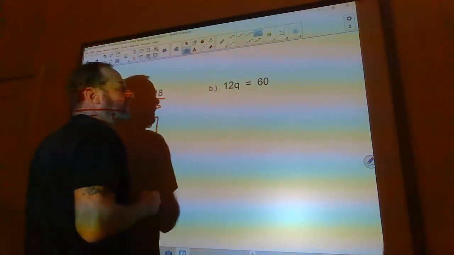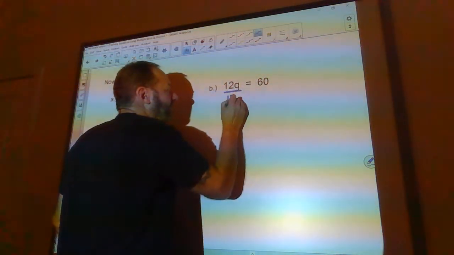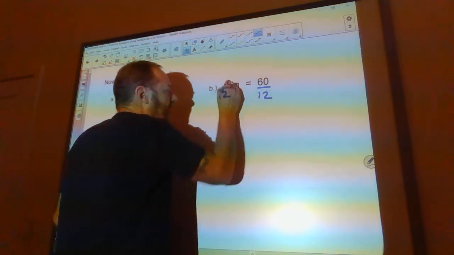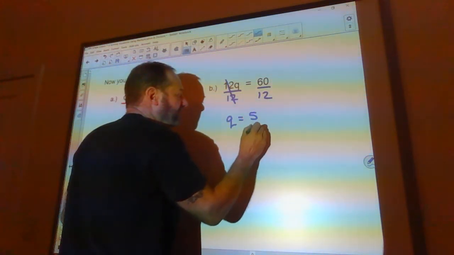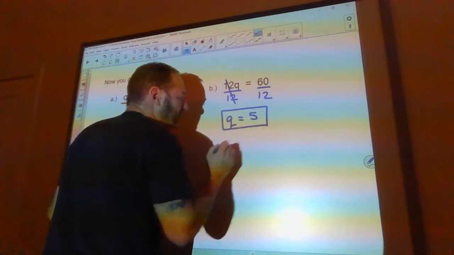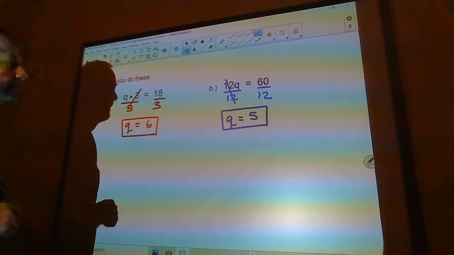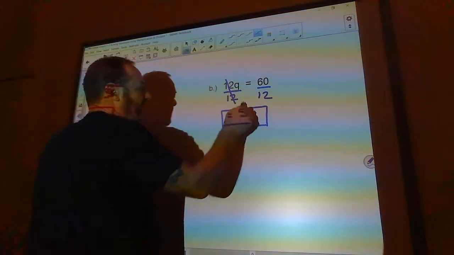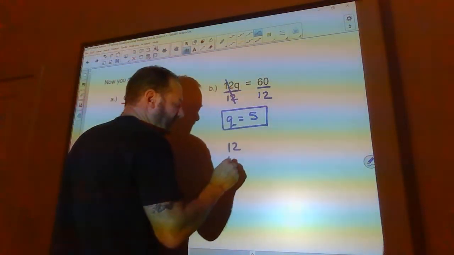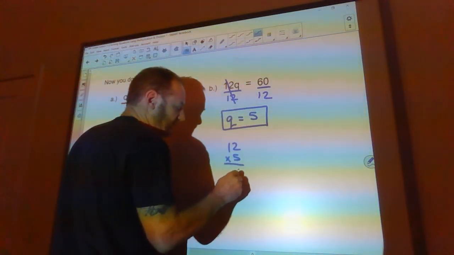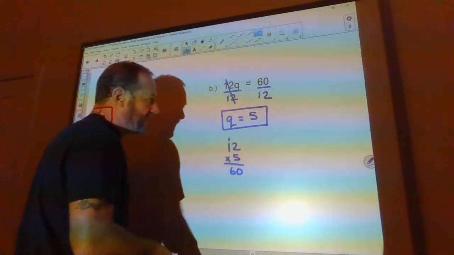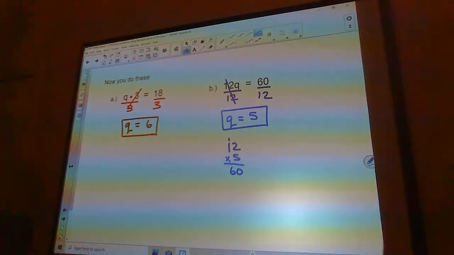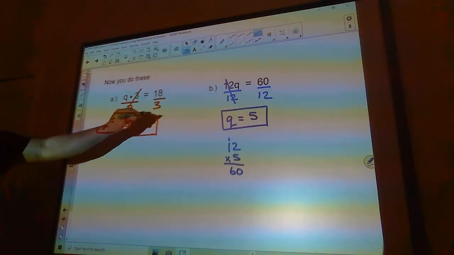Over here, I'm going to divide both sides by 12. Makes that go away. Q is 5, because 60 divided by 12 is 5. And if I wanted to check it, I could plug the 5 in there. 12 times 5, let's see, that would be 10. Carry my 1. 5 plus 1 is 6. Oh, look at that, it worked. So hopefully you got 6 and 5.